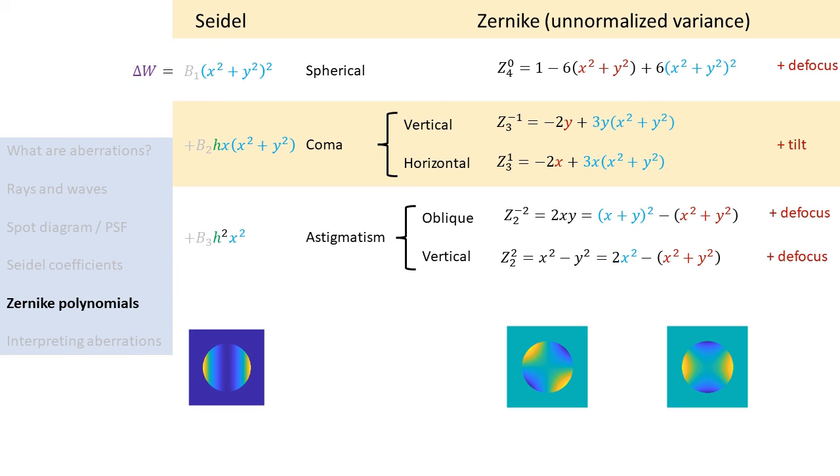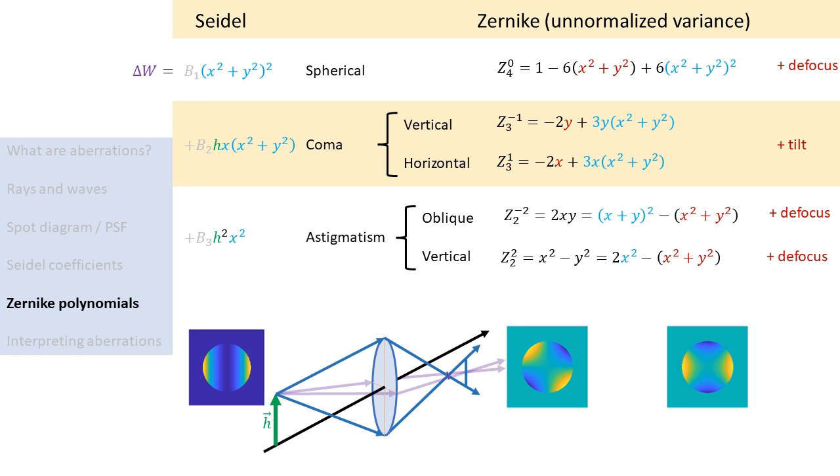Recall that if an imaging system has astigmatism, it has different focal lengths in the x direction and y direction. So there are two different planes where there's a focal line, in the x direction and in the y direction. Indeed, if we add to the Zernike polynomial for astigmatism a defocus term, we find that the light is focused in one direction, and if we subtract the defocus term, we find that the light is focused in the orthogonal direction.